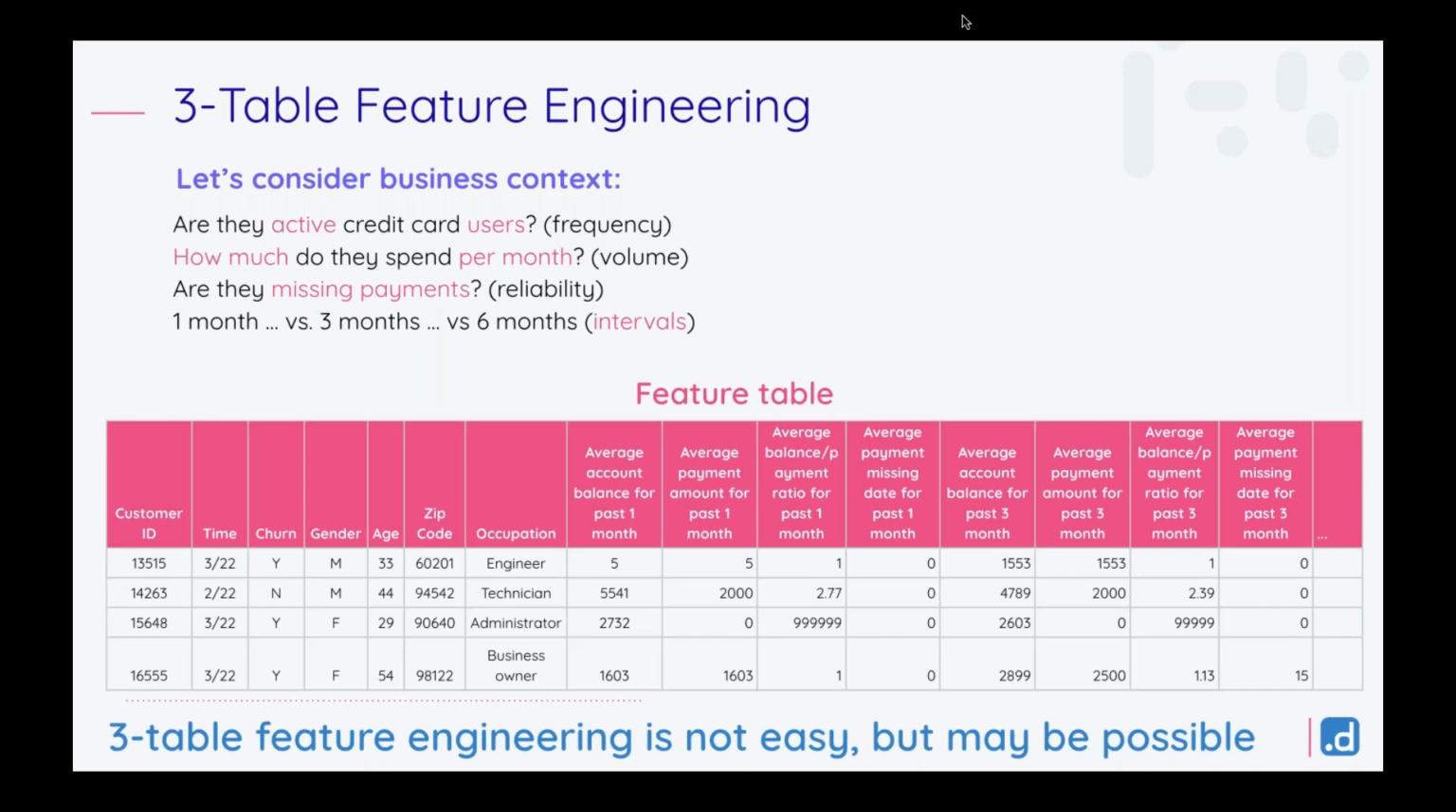The point is when we are dealing with this kind of 3-table feature engineering, it's difficult, obviously, it's tricky. But if we start from asking the right business question, I think it is possible for us to derive features. It is possible for us to generate this single table, the XY table, that can be used for machine learning. So that's the point here. It's already difficult, but it can still be done.